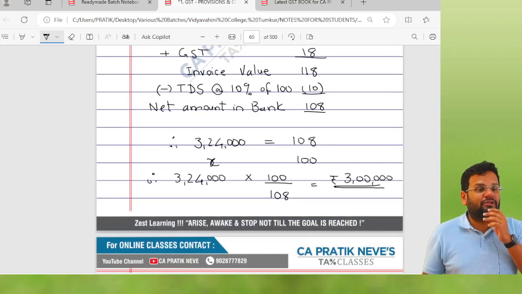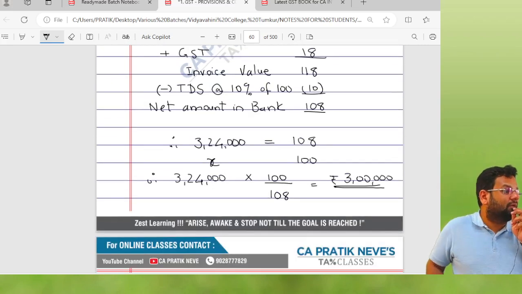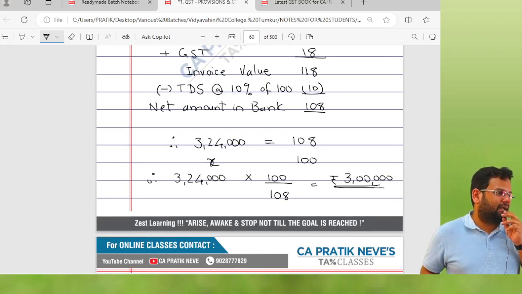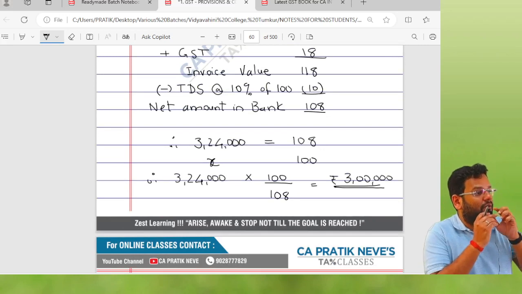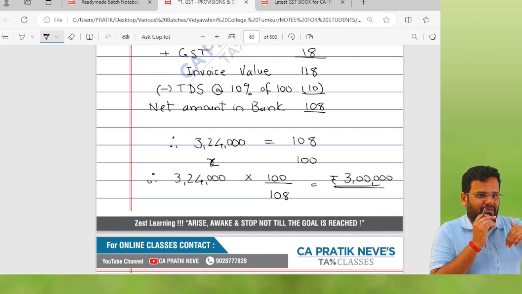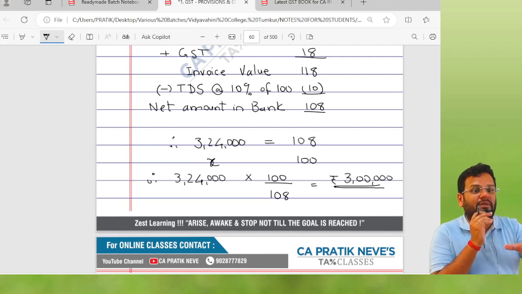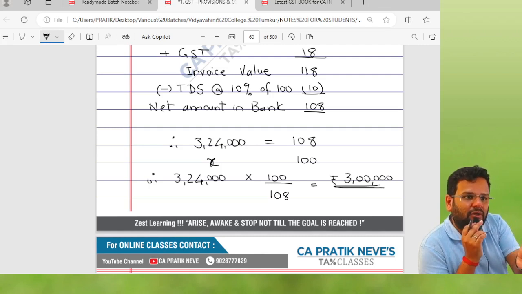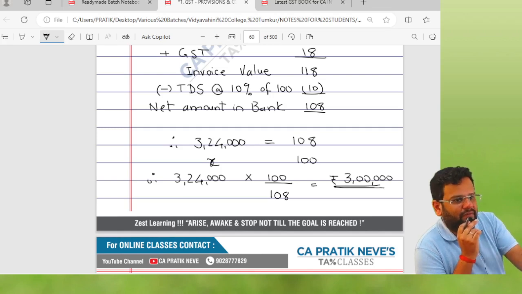Next. So this was the concept of TDS in income tax and how it affects your amount received. Okay, so what you have to remember, TDS will not be done on the GST part. TDS will be done only on the AV.